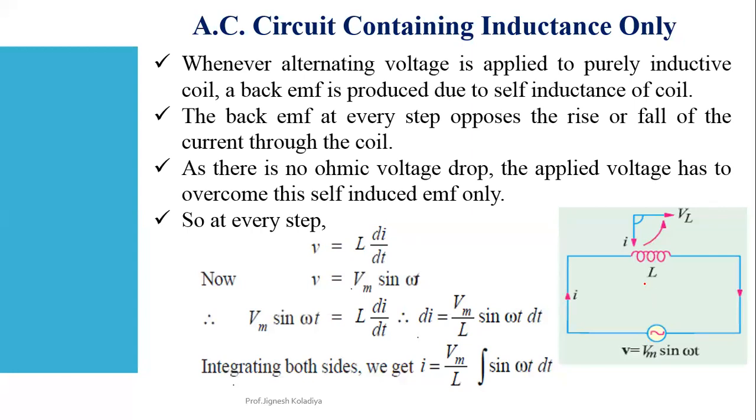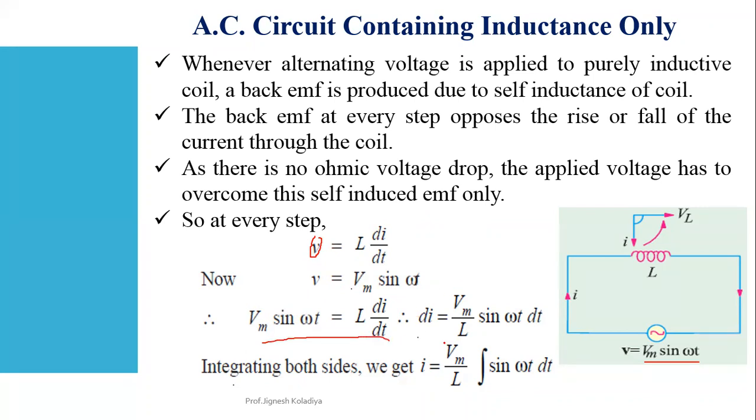I hope that all of you know about this equation. In case of an inductor, L is the self-inductance, L into di by dt, the rate of change of current. So V is equal to L into di by dt, and our applied voltage has to overcome this EMF. But we know the applied voltage V is nothing but Vm sine omega t. So you can just put Vm sine omega t over here. So I'm getting Vm sine omega t is equal to L into di by dt.